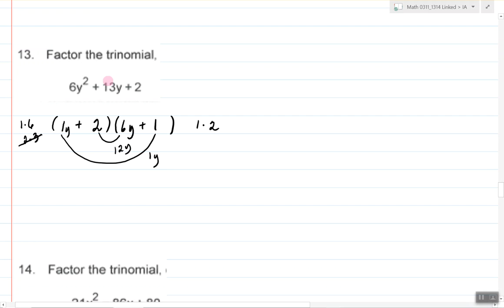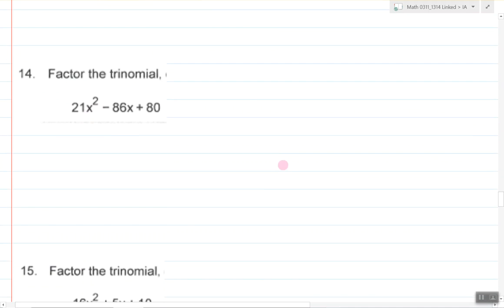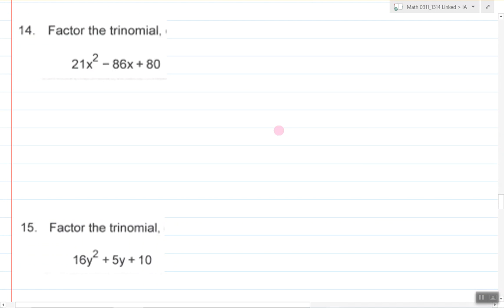Add them together, 13y. So I tried the 2 and 3. I tried it 1 and 2, 2 and 1. Did not work. Then I went to 1 and 6. I did 1 and 2 and then 2 and 1. So I think this took me 4 tries to get it right. But we did. Ooh, this next one looks like it's got big numbers. All right, that may mean that we have more trials, but then maybe not.